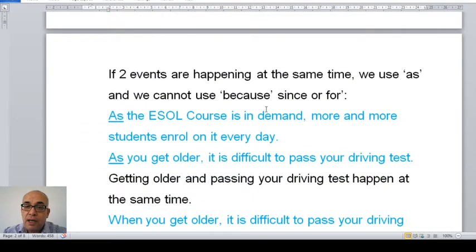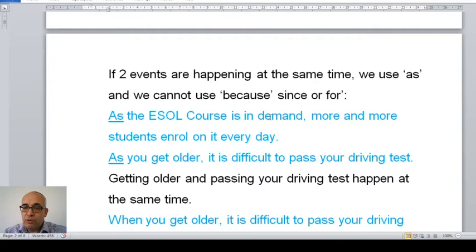If two things are happening at the same time, we use as, and we cannot use because, since, or for. As the ESOL course is in demand means students want it, they want to do this course. More and more students enroll on it every day. So I have 2 events. The ESOL course is in demand. Students want to enroll in this course. And these 2 events happen at the same time.